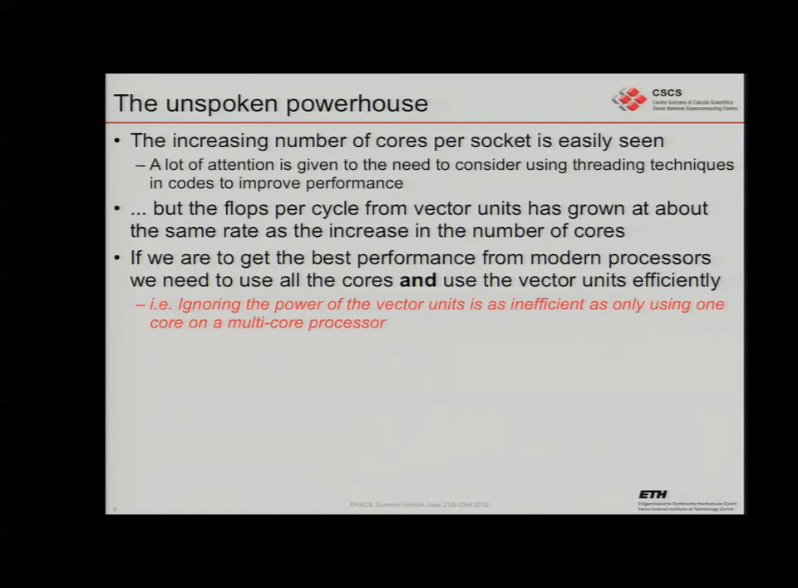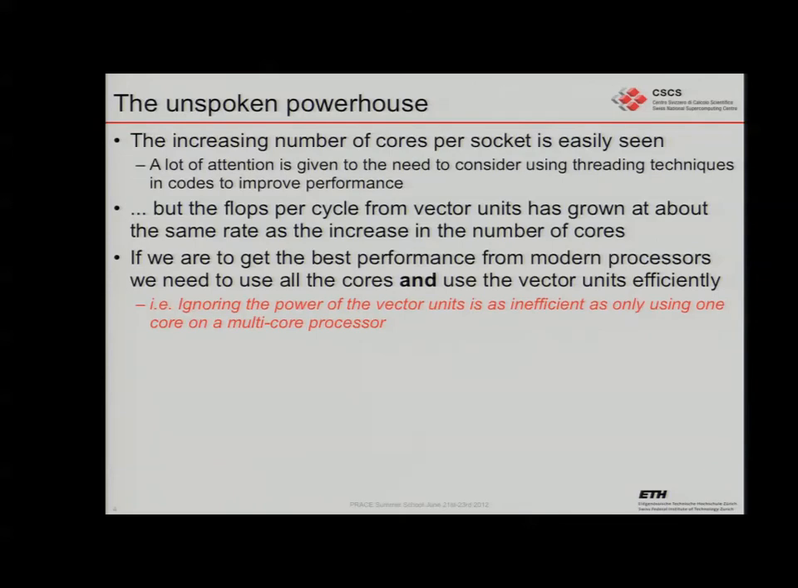But interestingly, if you look at the number of cores, the flops that we get from the vector units have actually been growing at a similar sort of rate. So over the last many years, we've gone from having 1 core to 4 cores to 8 cores, for example, but also having 1 flop per cycle, 2 flops per cycle, to 8 flops per cycle, and beyond. So if we want the best performance, we have to use all those cores and get the best out of the vector units.